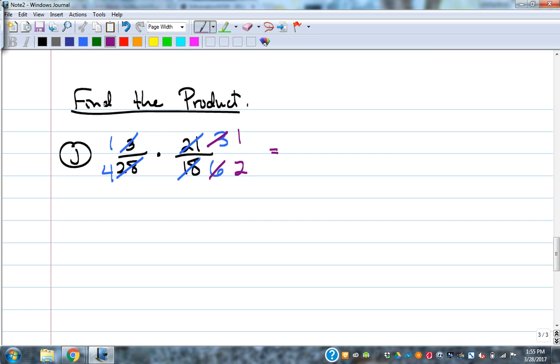And then what do you do? Once you've done all the cross canceling, what do you do next? You multiply straight across. 1 times 1, 1. 4 times 2, 8. That's one way of doing it. Another way of doing it is to just multiply first and then simplify.